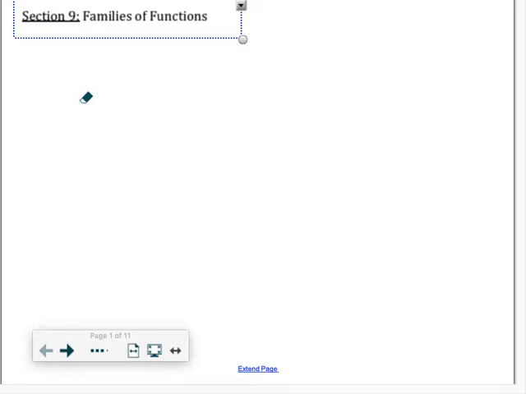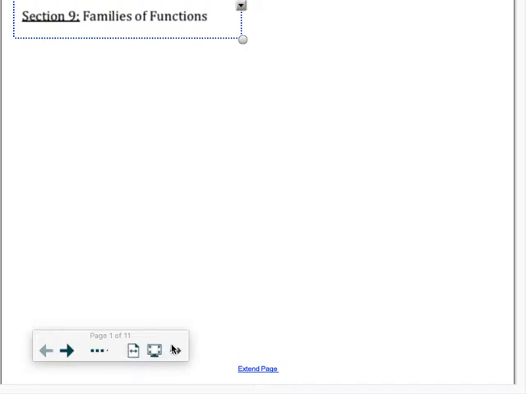All right, so section 9, families of functions. We have briefly talked about transformations in the last couple of class periods, and today we're going to learn about families of functions and all of the new shapes of graphs that we've looked at. The only graph that we are familiar with in Math 1 so far is the linear graph. And so briefly, let's talk about the linear graph.